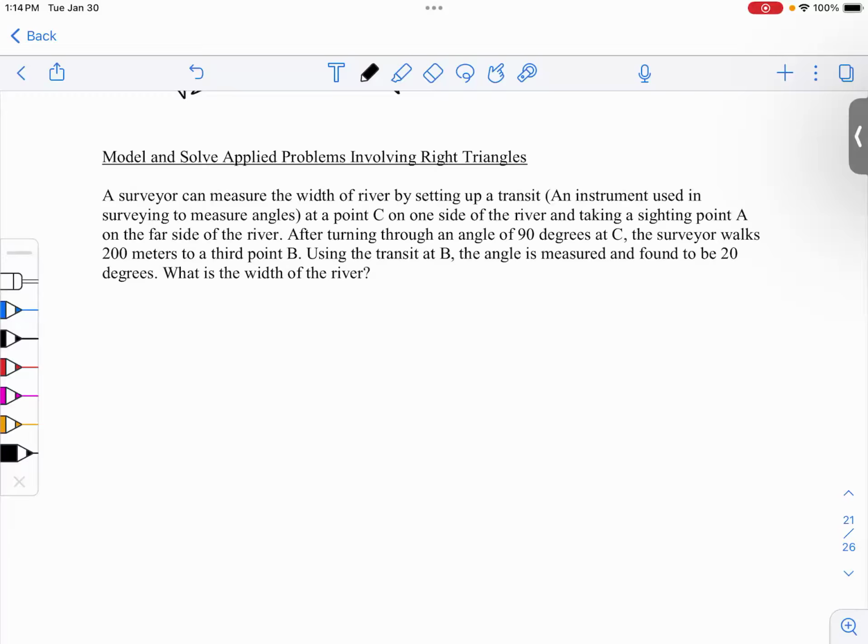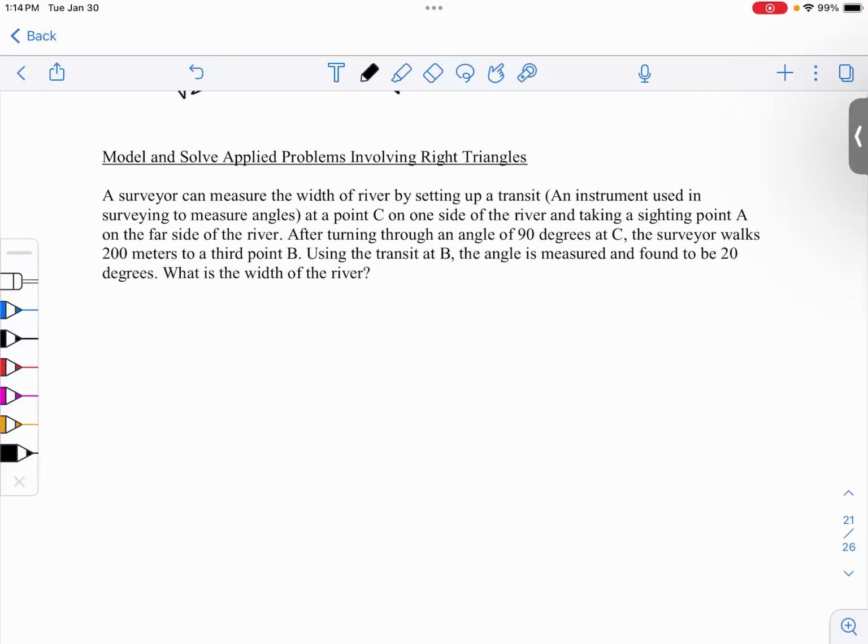After turning through the angle of 90 degrees at C, the surveyor walks 200 meters to a third point, using the transit at B, and measures the angle to A, 20 degrees. What is the width of the river?